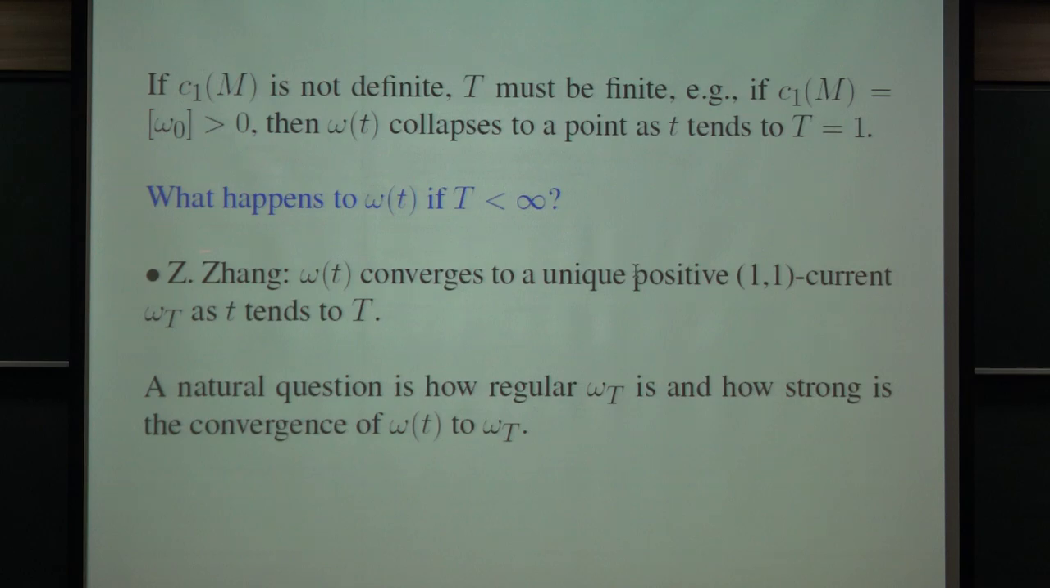So then what happens to this? Zhang and Zhou actually proved, as an analytical result, that it converges to some things. There is a unique limit, but this limit is a weak limit. So the natural question is what the limit is. So maybe I'll stop here and take a break. Thank you.